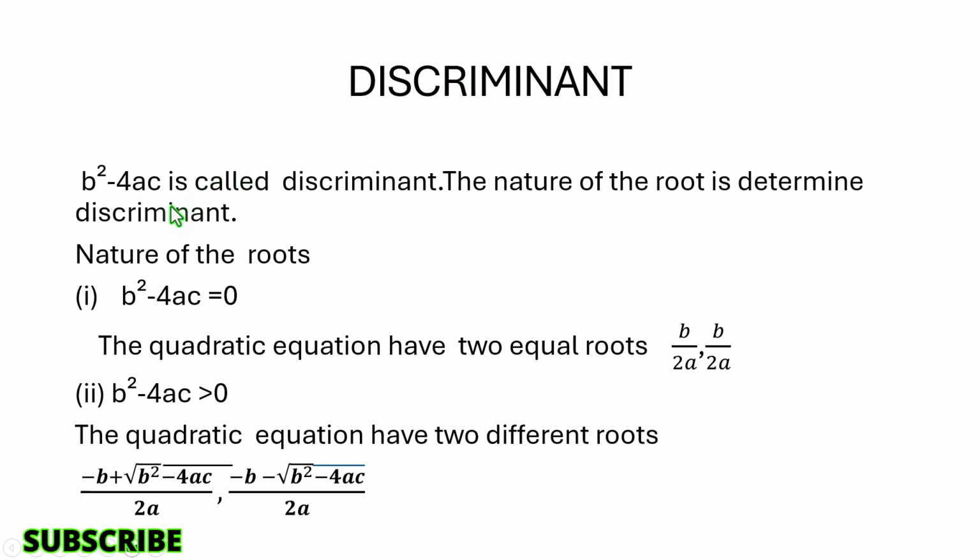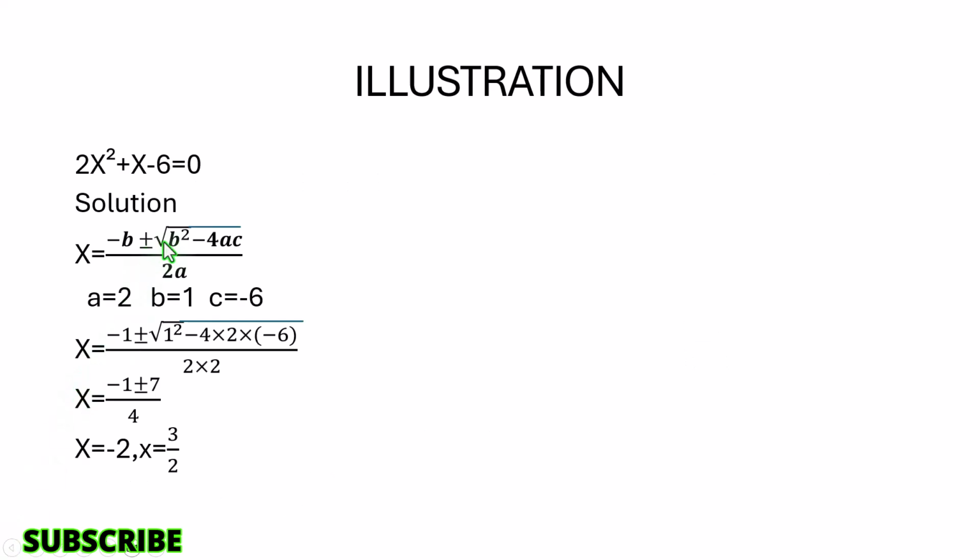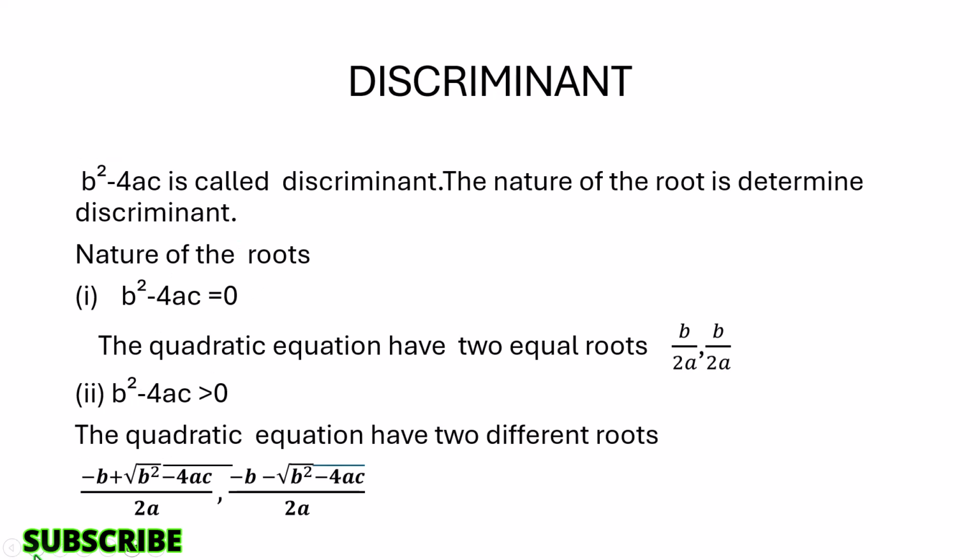Then the discriminant. B square minus 4ac is called the discriminant of the equation, because this part determines the nature of the roots. There are 3 cases for the nature of the roots. If b square minus 4ac is equal to 0, the quadratic equation has 2 equal roots, that is minus b by 2a and minus b by 2a. Because when b square minus 4ac is equal to 0, that part totals 0, and only minus b by 2a is left. That is the reason the quadratic equation has 2 equal roots, minus b by 2a and minus b by 2a.